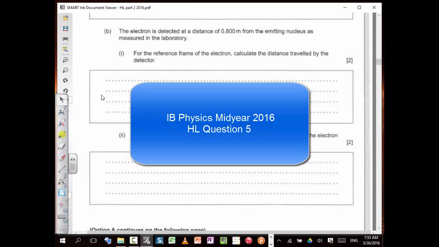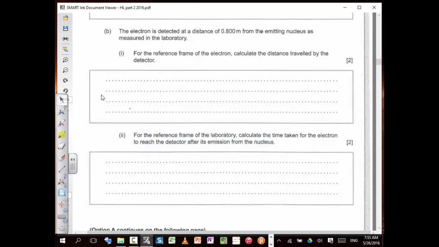The electron is detected at a distance of 0.8 meters from the emitting nucleus as measured in the laboratory. For the reference frame of the electron, calculate the distance traveled by the detector. Okay, so in the reference frame of the electron, the start and end points are going to be in motion, so the length is going to be contracted. And so we have L is equal to L naught over gamma.